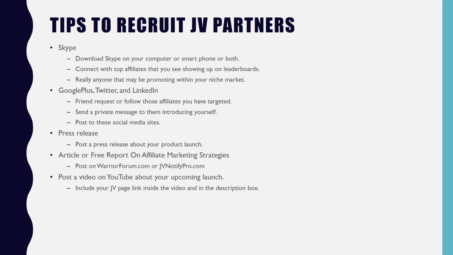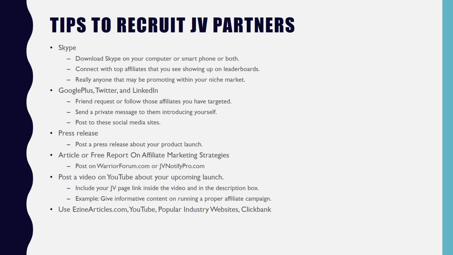Include your JV page link inside the video and in the description box just so they can go check it out. Give informative content when running an affiliate campaign, for example, just to give them some additional value so that your affiliates are learning from you. And if you're teaching your affiliates, they're going to be excited to get free training from you. But at the same time, as you teach them to be a better affiliate, you're teaching them to be a better affiliate for you, which is powerful.